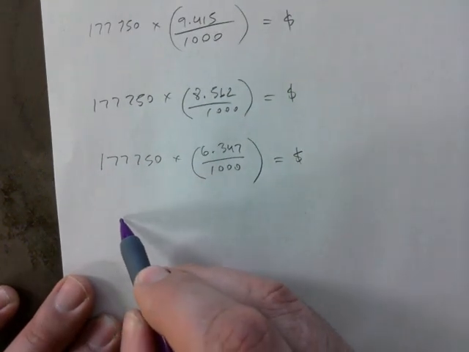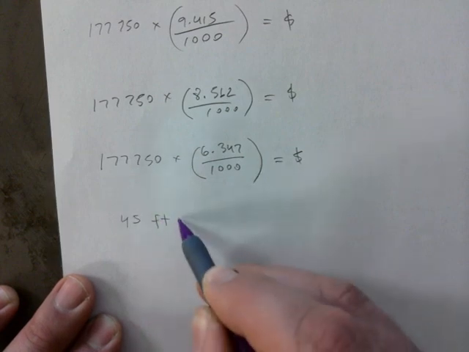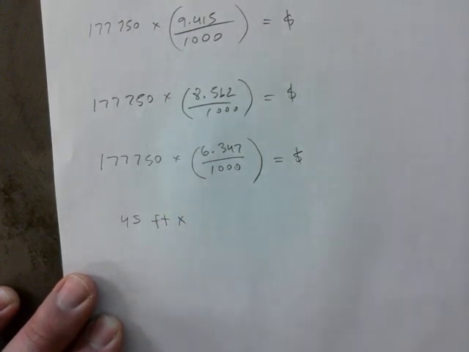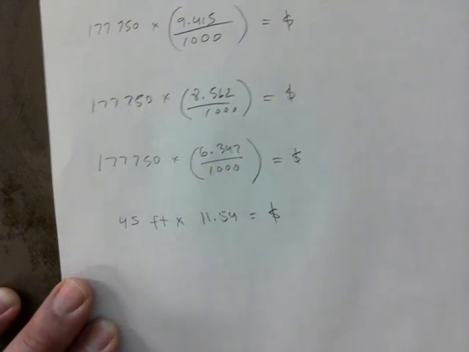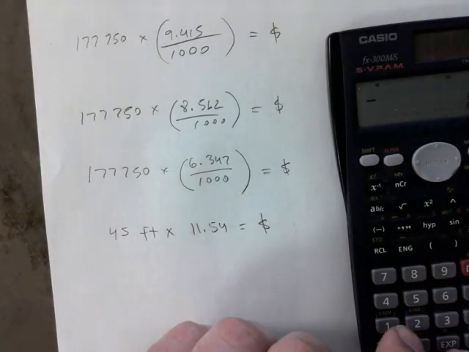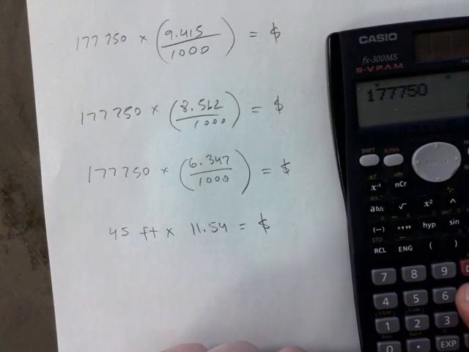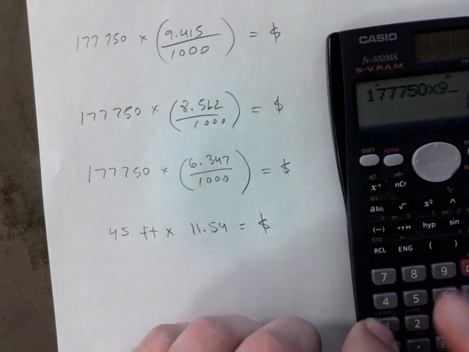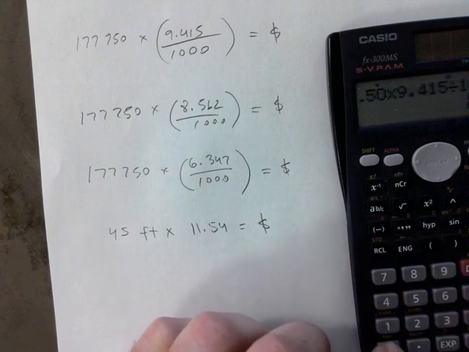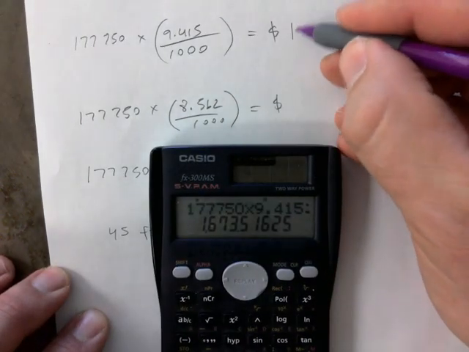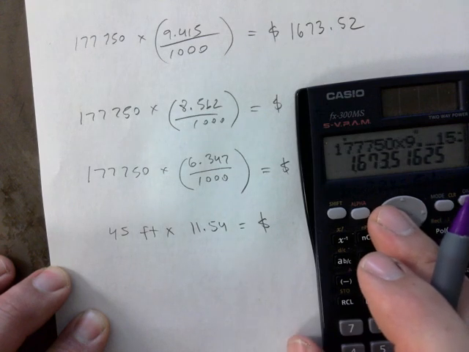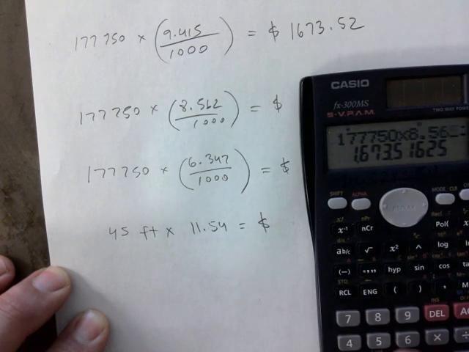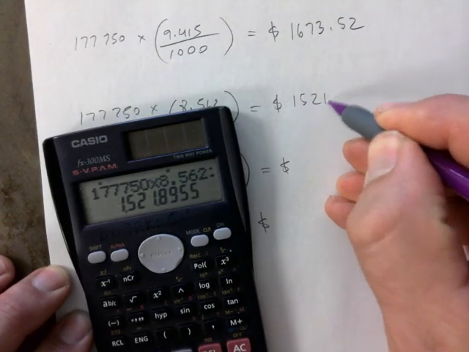The improvement is 45 feet times 1154 for water mains. So this would be looking pretty good already at this point. Suspense. So I get 1673.52. I get 1521.90.